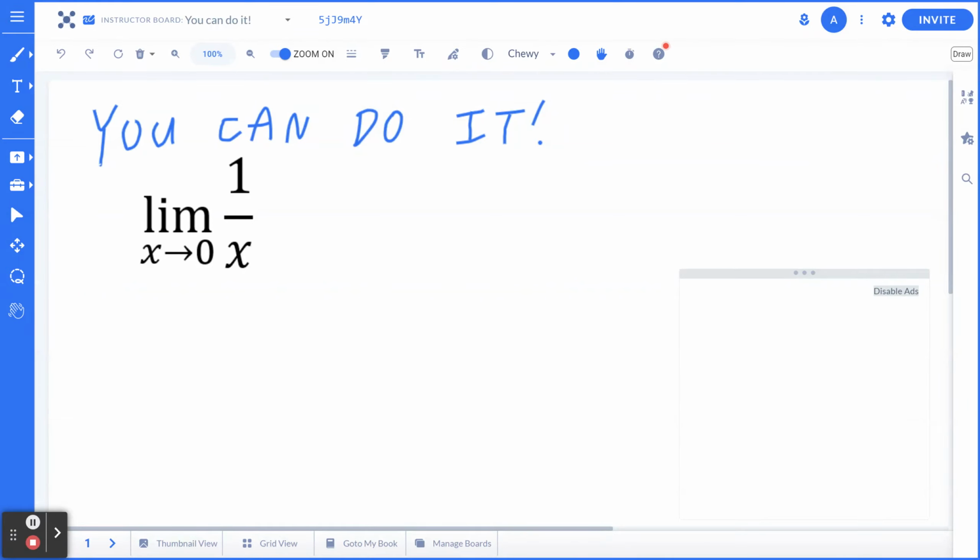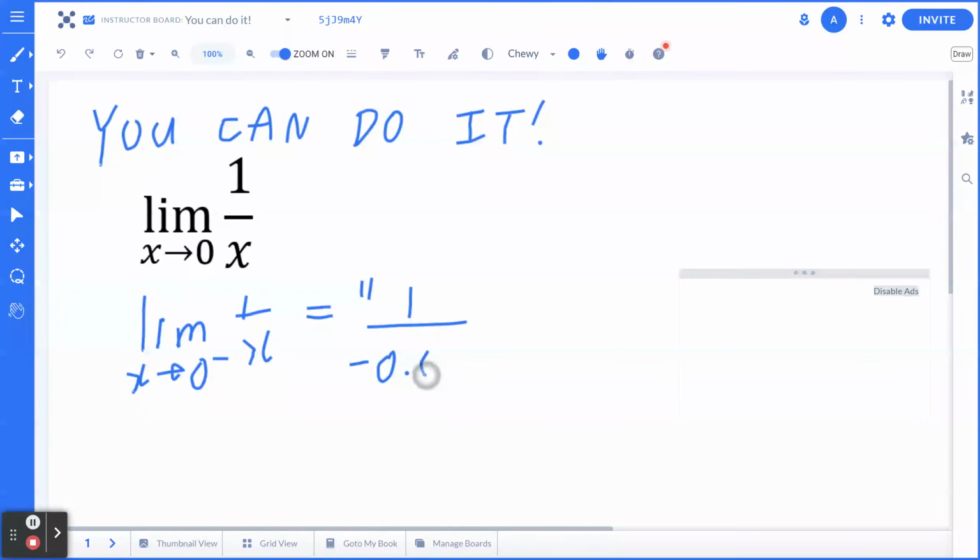So before we look at this exact limit, you want to start with the limit of 1 divided by x as x is approaching 0 from the negative side. And again, what happens is if you plug in a number slightly smaller than 0, for example, you could plug in negative 0.01. This equals 1 divided by negative 0.01, which basically in the world of limits equals negative infinity, or DNE, which means does not exist.